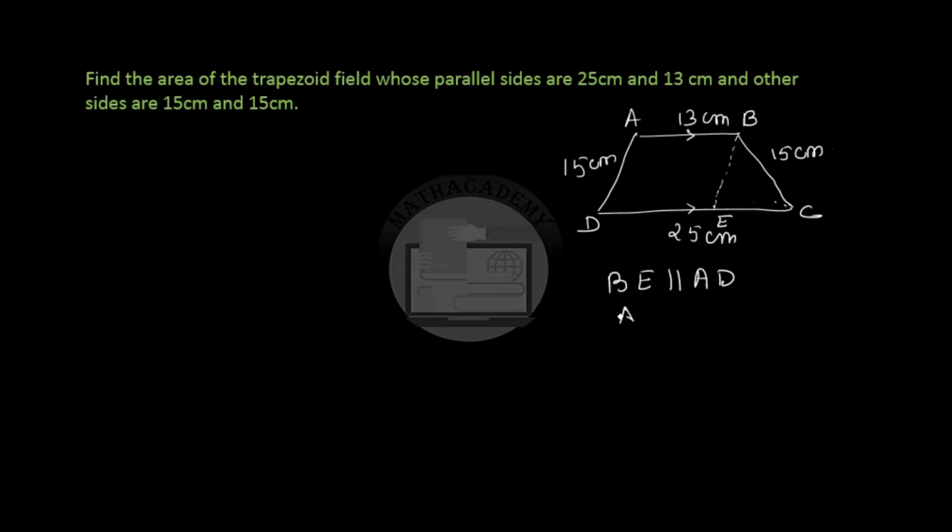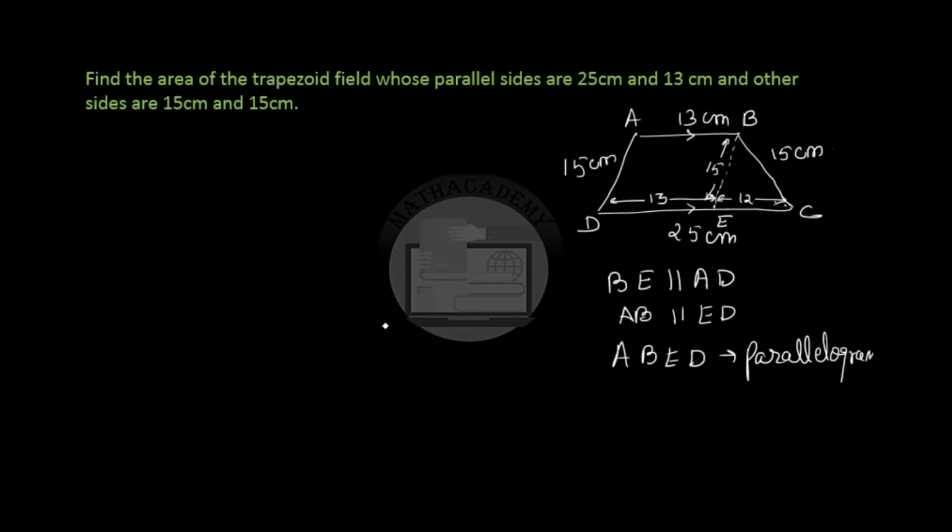And we know that AB is anyways parallel to CD, so AB is parallel to ED also, and hence ABED becomes a parallelogram. Yes or no? A quadrilateral with both pairs of parallel sides is a parallelogram. So ABED becomes a parallelogram. So this much will be 13 centimeter as the opposite sides are equal, and this is 15 centimeter. The entire CD is 25 centimeters, so this remaining becomes 12 centimeter.